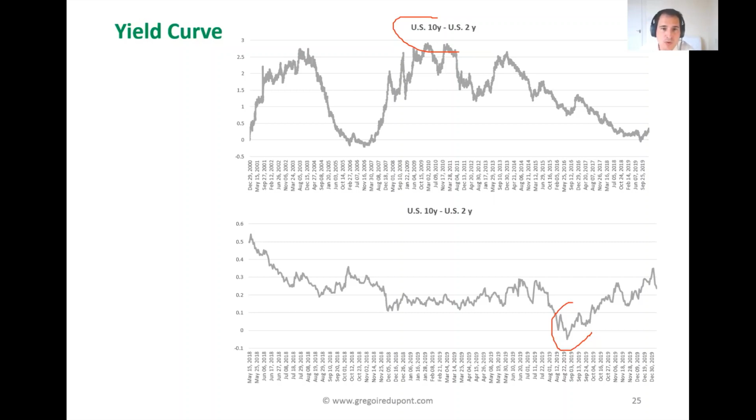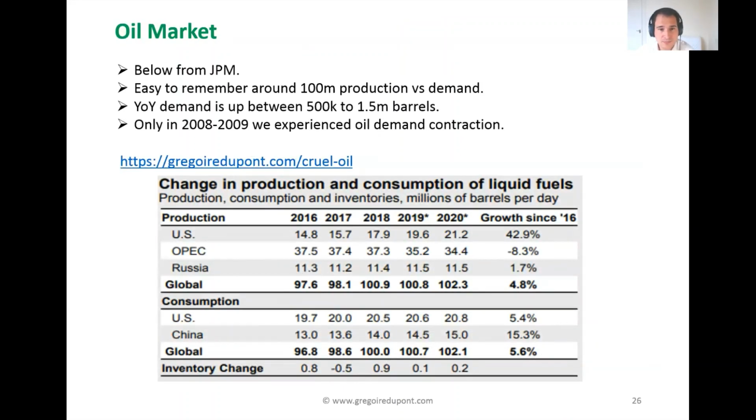As always, when we look at the 10 years versus the 2, we want to look at possible asymmetric trade. So what about another market, the oil market? So below, this is from JP Morgan.